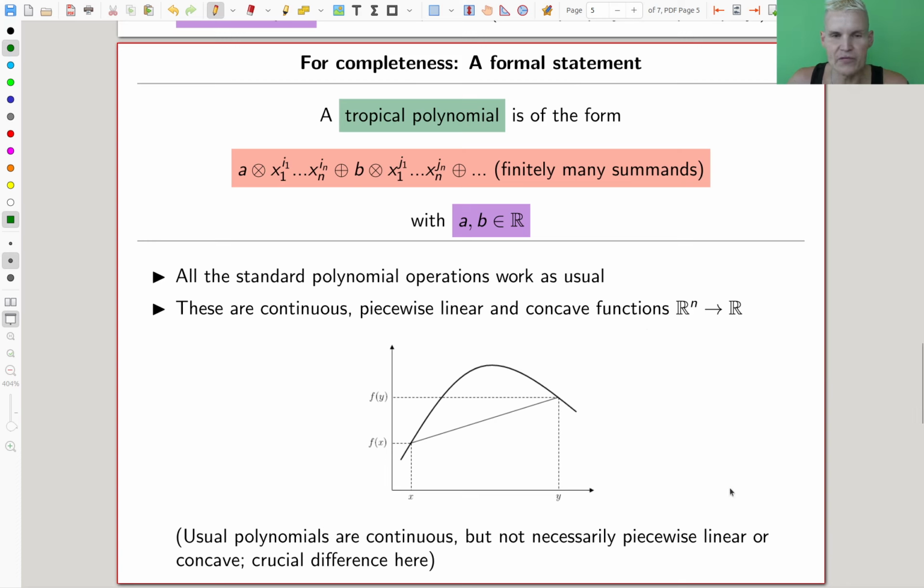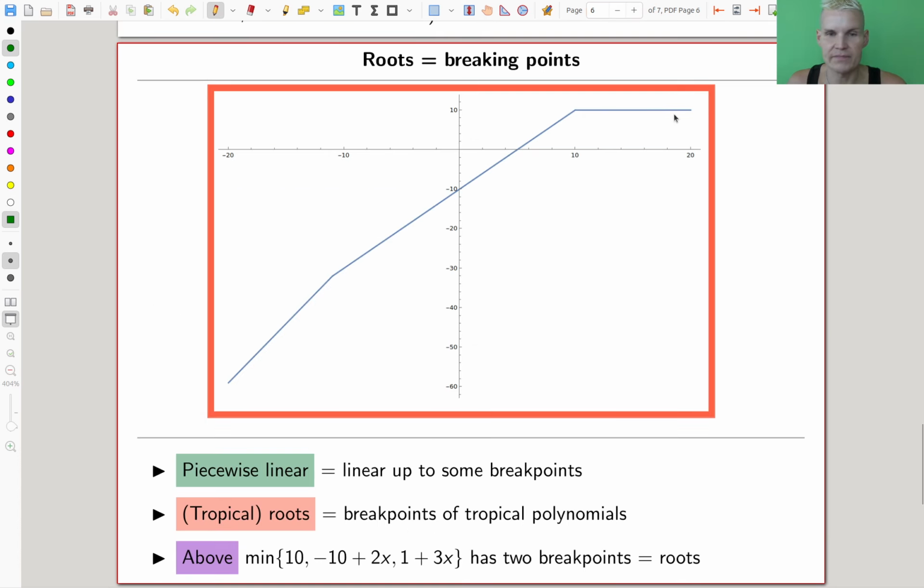And it's very different from usual polynomials. So usual polynomials are not piecewise linear unless they are linear. So most of them are not. That's the difference. So tropical geometry is really more about piecewise linear functions than usual functions.